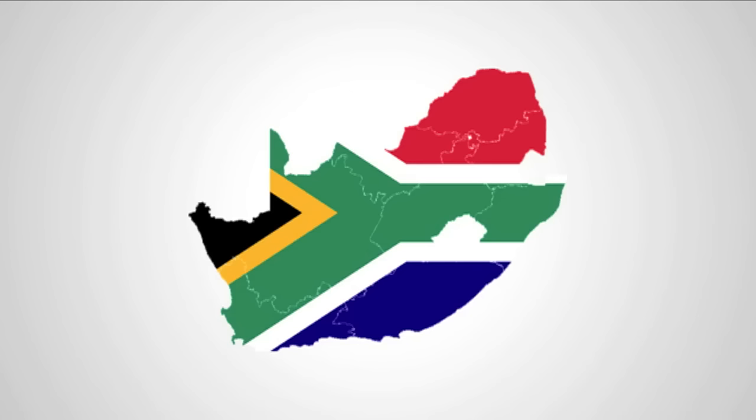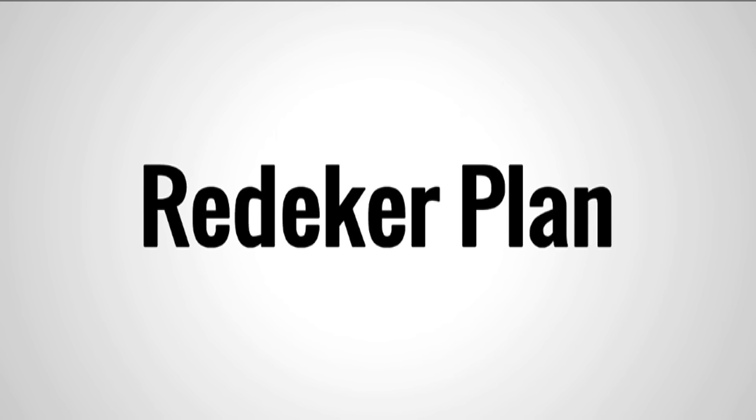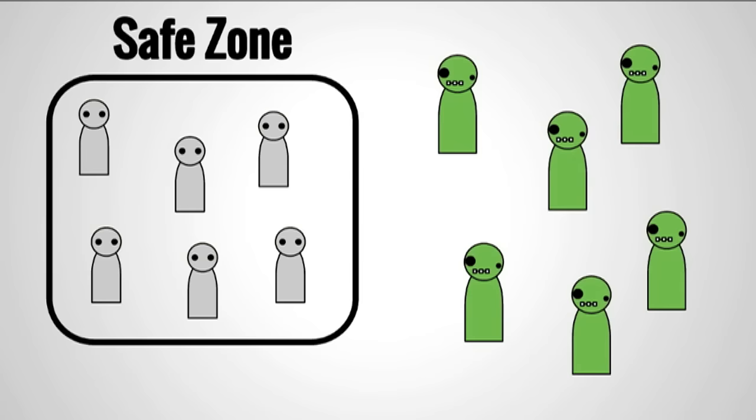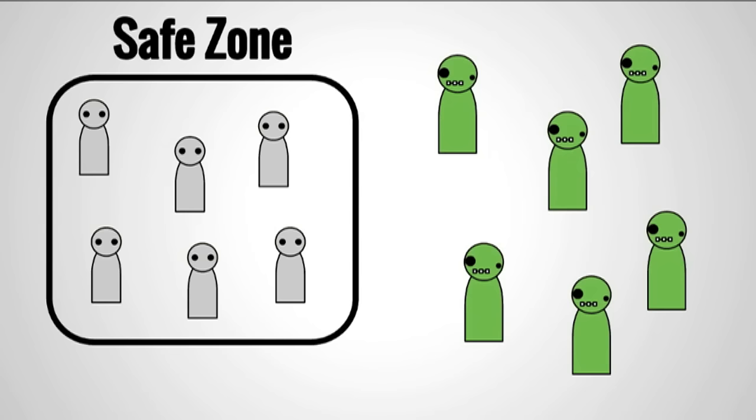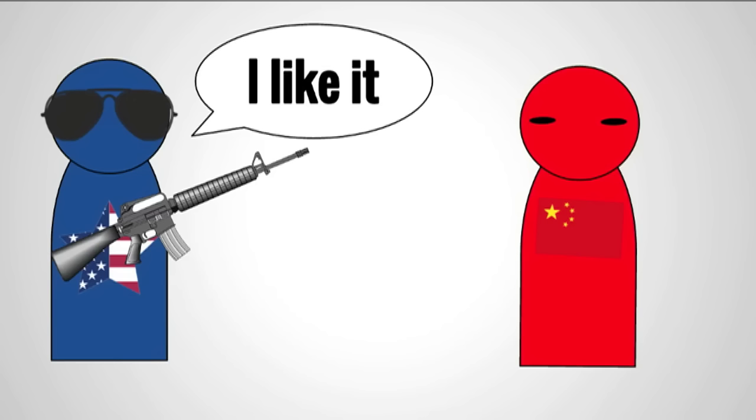South Africa creates a solution called the Redeker Plan from ex-apartheid official Paul Redeker, who suggests establishing safe zones of uninfected survivors. Refugees, who are told they are in safe zones, are used as bait to distract the zombies and sacrificed to save the survivors. Other countries adapt this sort of plan. Many across the world unwillingly lost their lives so that others could live.